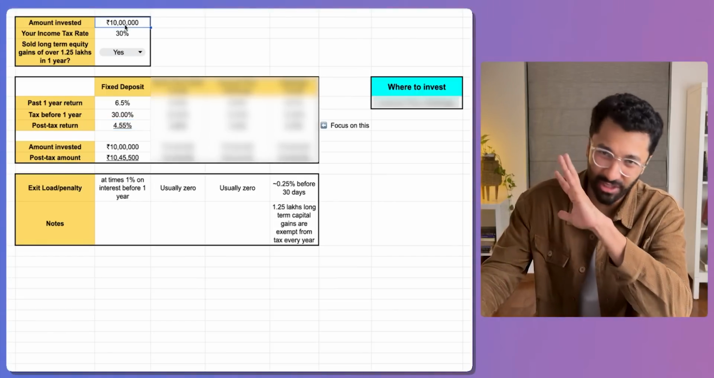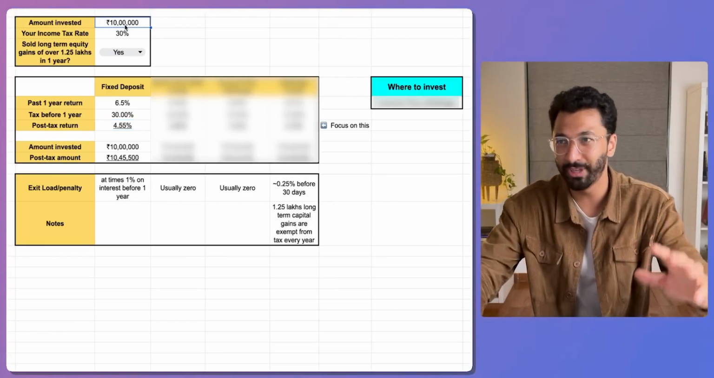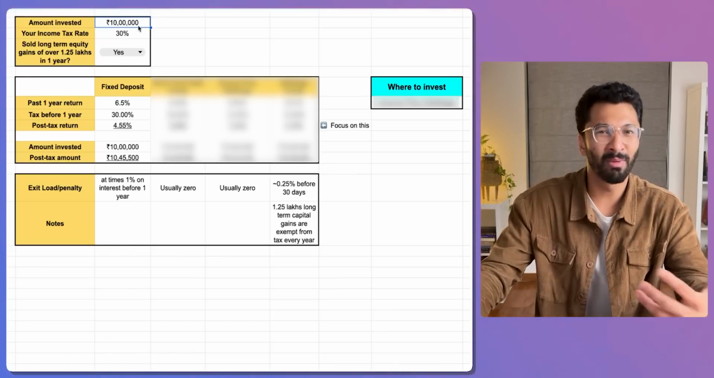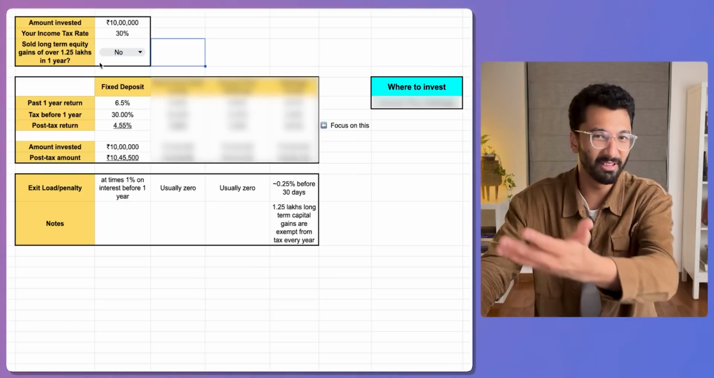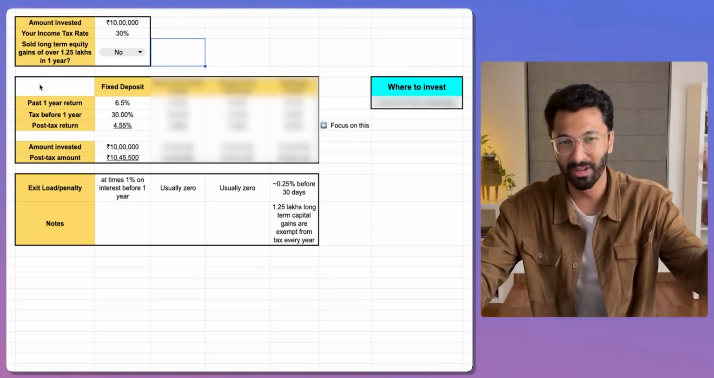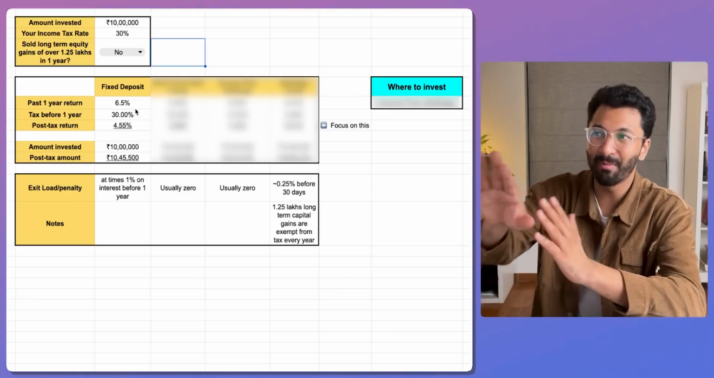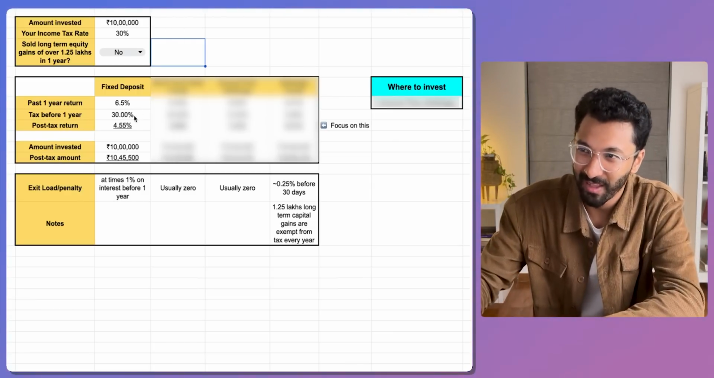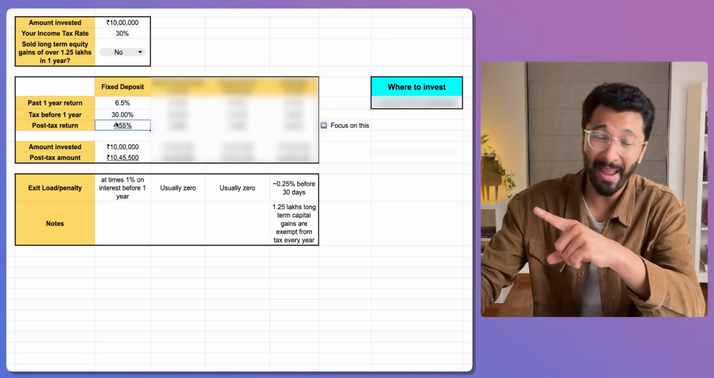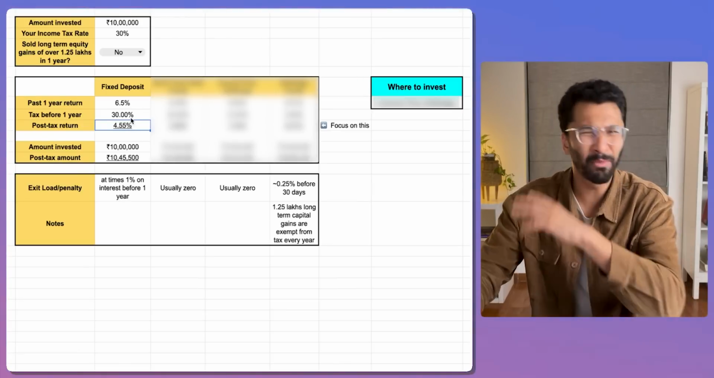Now here, this sheet again is available for you, with you in the description for free. You enter how much amount you're investing, enter your tax bracket. Also just check if you have sold long-term equity funds over 1.25 lakhs in the past 1 year, so that we can start comparing them across these categories. They're blurred out right now, but we will unblur them as we go along. So look at the massive impact of the tax right here. 2% lower is what you get. So that's why I'm not a big fan of these.